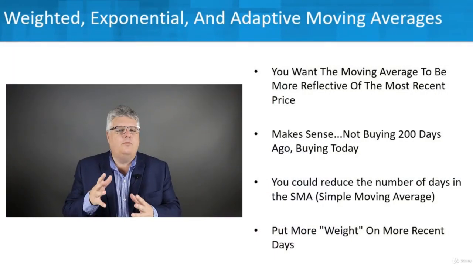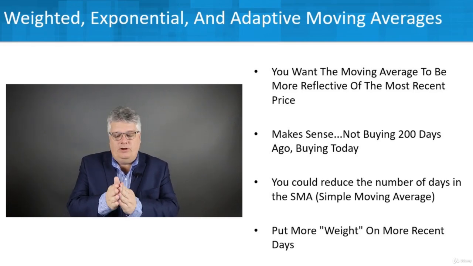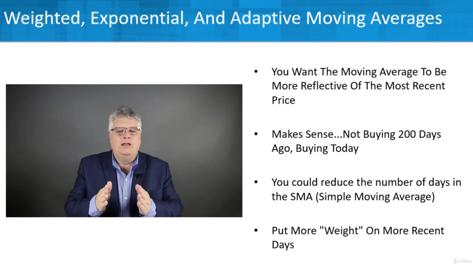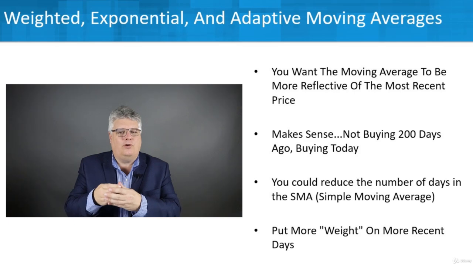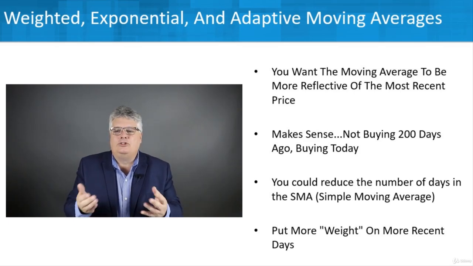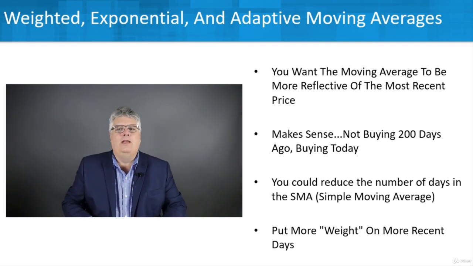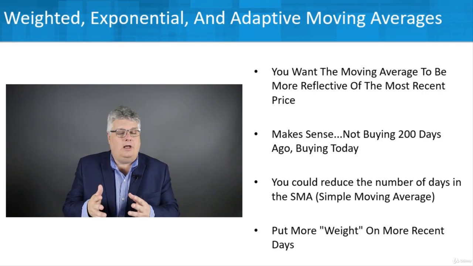But let's say you want a moving average that's more reflective of the most recent price. We know a simple moving average is an equal distribution across that price range. But it could make sense where you'd say, I'm more interested in what's happening closer, more weighted towards more recent pricing. So you might think, well, I'm not buying 200 days ago. That's maybe too much of a lag. I want to use a weighted average that might take advantage of that. Now, a couple ways you could do it.